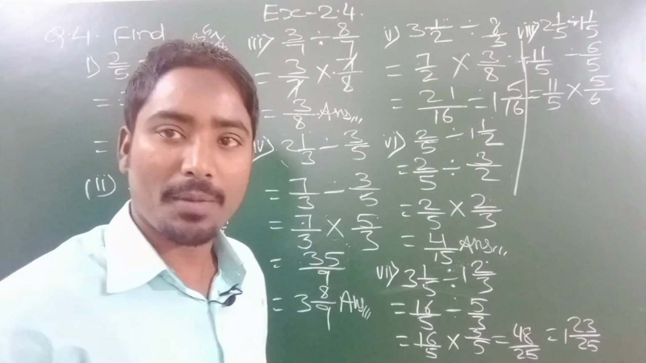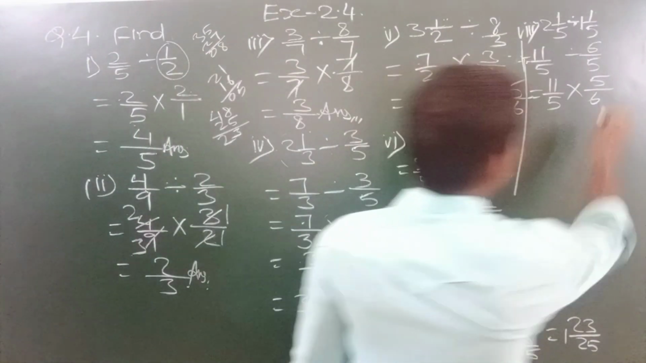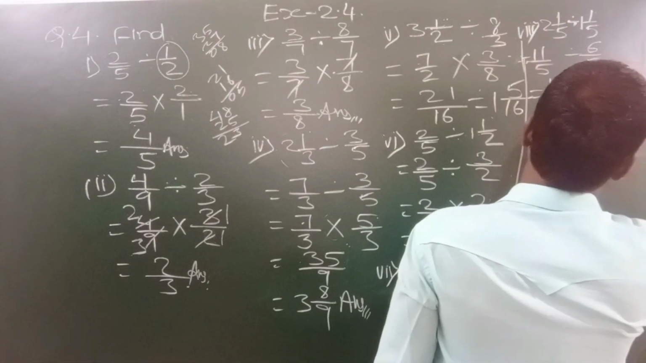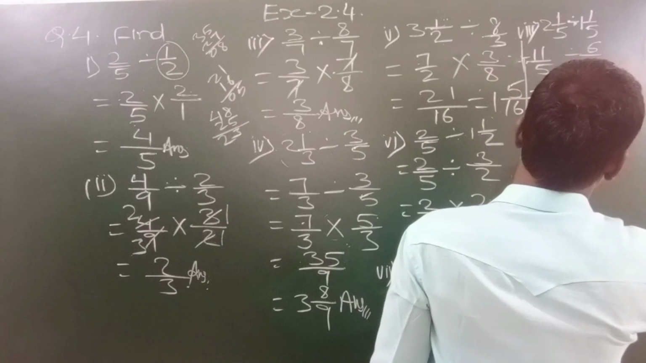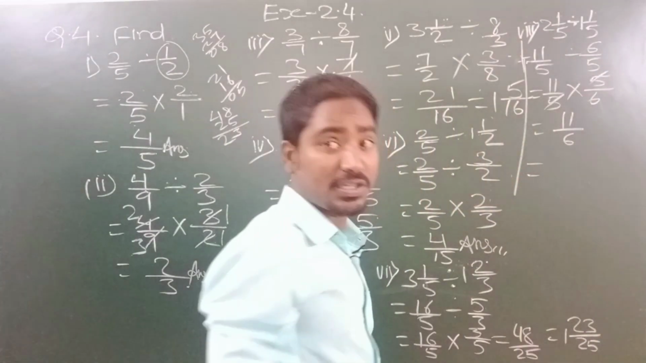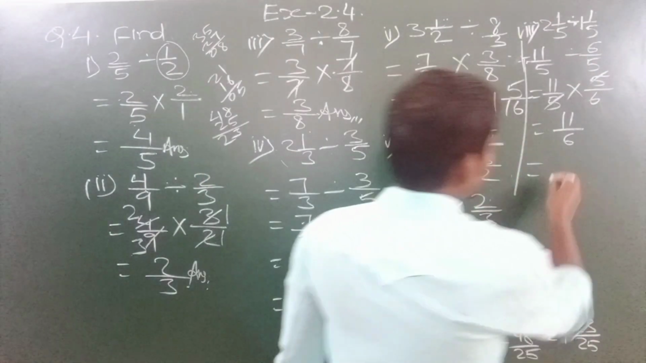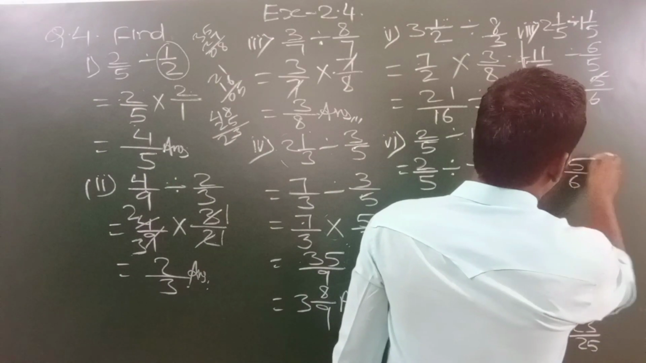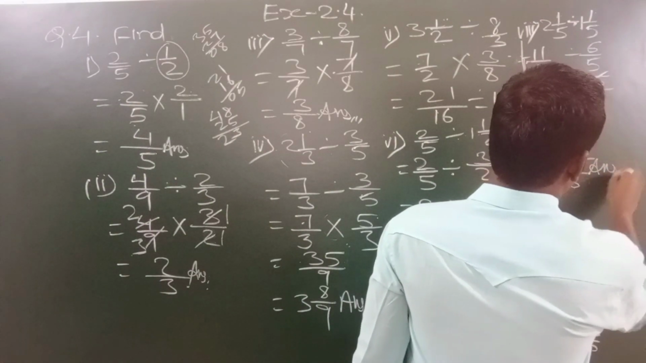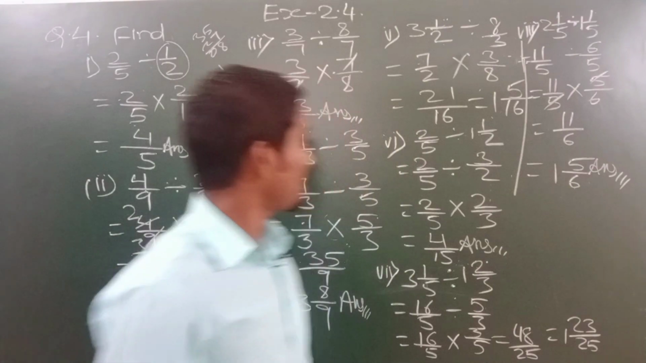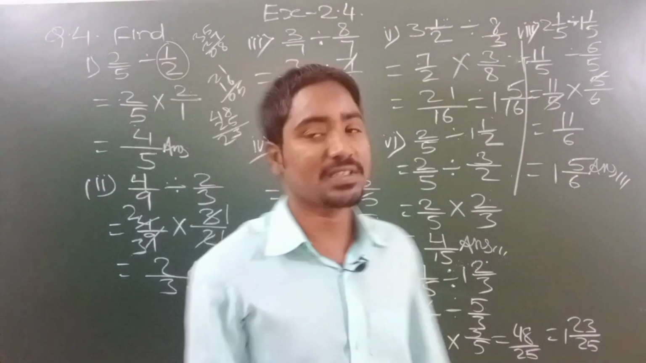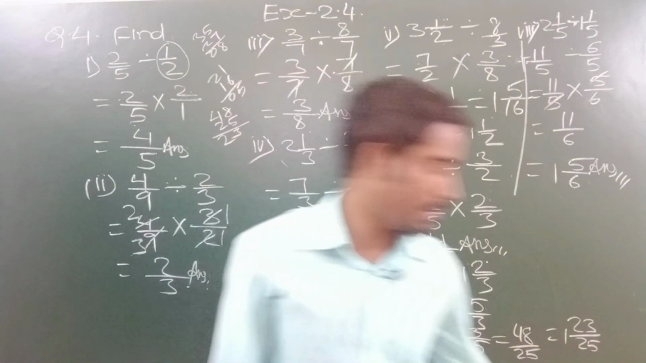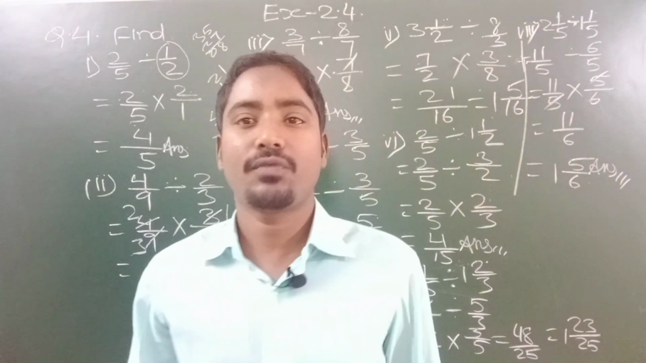Now look out for the common factor and reduce it to the simplest form. So here 5 and 5 will cancel each other. We will have 11 upon 6, and if you convert it into a mixed fraction, then 6 1s are 6, remaining 5 will be your answer. So this was your question number 4, the last question of this exercise, students. I hope you have understood it, and thank you for connecting with me.